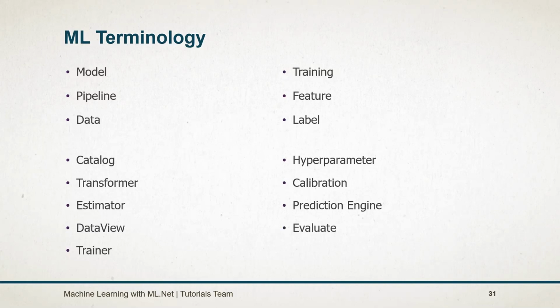Evaluation. Evaluation is a process of identifying the accuracy of our model. If it is not performing well, then we need to make changes in the pipeline, trainer, hyperparameter, or even the data itself. Those are a few terminologies that will be useful in the further sessions.